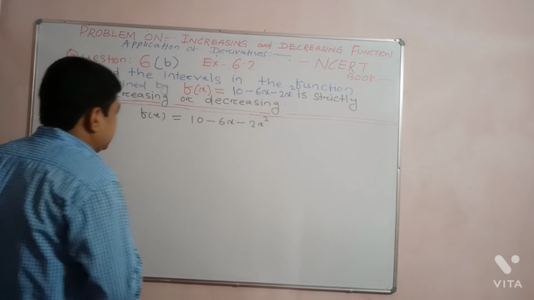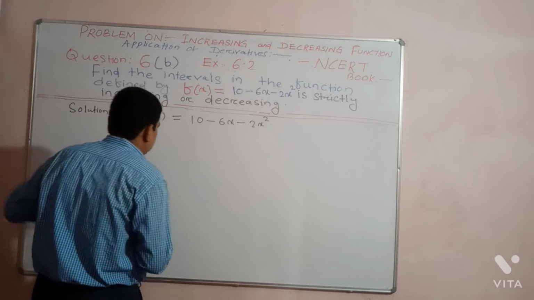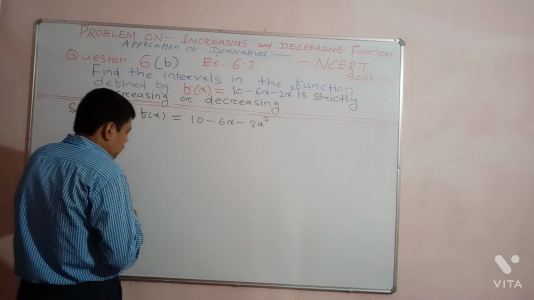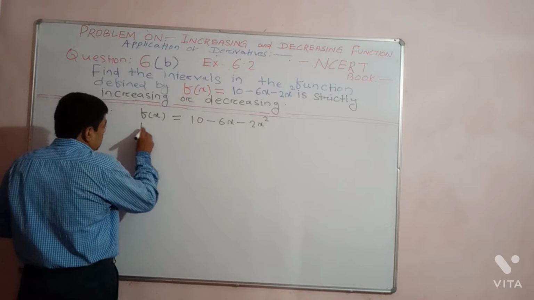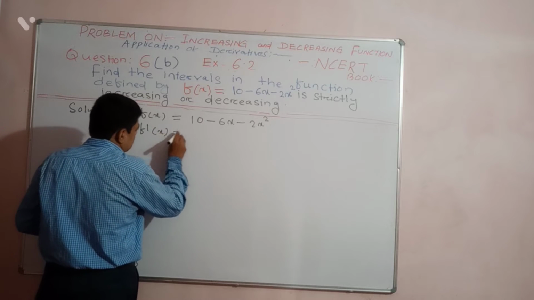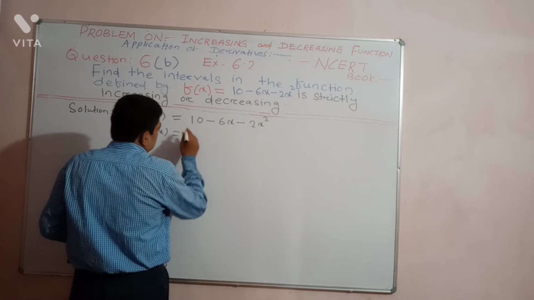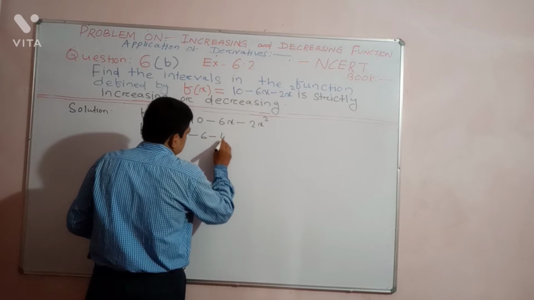Here the function f(x) = 10 - 6x - 2x² is given. To find out the increasing and decreasing intervals of the function, we have to find the derivative. The derivative of the function f'(x) will be -6 - 4x.